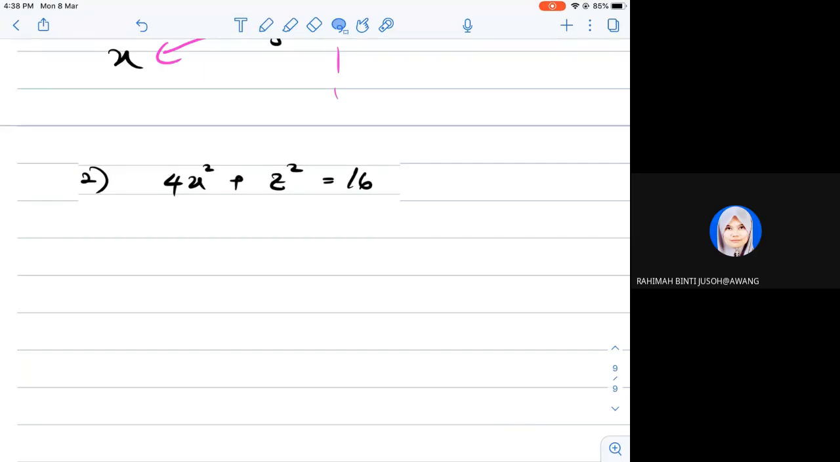Okay, my brilliant students, what shape do we have here in 2 dimensions? Bentuk apa ni dalam 2 dimensions? Ellipse. Yes, very good. This is an ellipse. Well done. So last week we already learned what we need to do when we have an ellipse. We will divide everything by 16. Therefore, we will have x squared over 4 plus z squared over 16 equals to 1. We know that this is an ellipse.